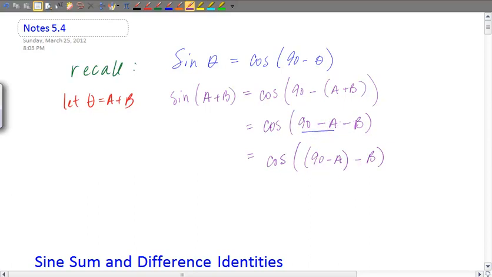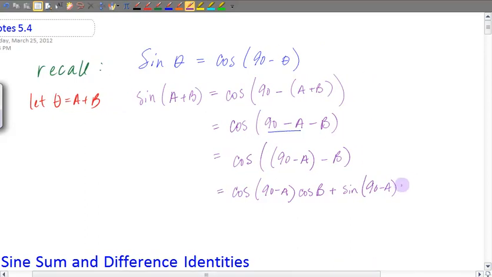inside of the parentheses. Remember from the last lecture that we talked about the difference identity for cosine, and that's what I have here. I have some angle here minus another angle here. So we're going to apply the difference identity for cosine, and it says the cosine of the first, which is 90 minus a, times the cosine of the second plus the sine of the first, 90 minus a, times the sine of the second.